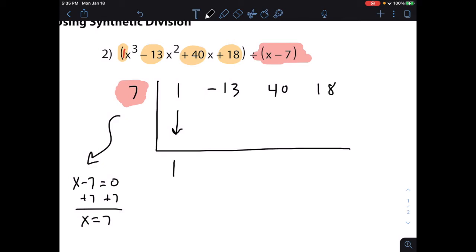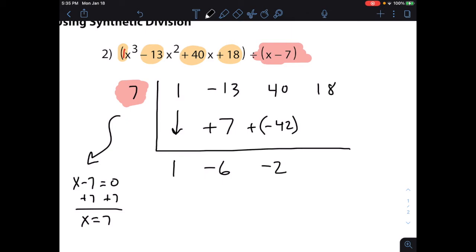Then we take the 7 on the outside, multiply it by that 1, and write a 7 right there. Then we add that 7 to the negative 13. So negative 13 plus 7 is negative 6. Then we just keep repeating that process. Now I take the 7 and multiply it by the negative 6. I get negative 42. And I add that negative 42 to the 40. Another way to think about it is it's just 40 minus 42, so it's going to be negative 2.